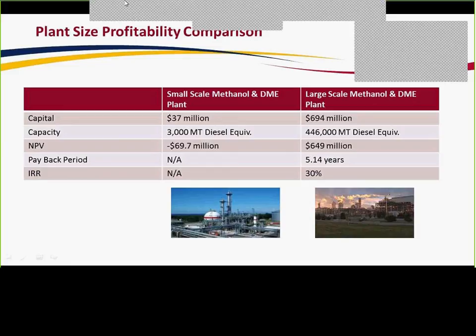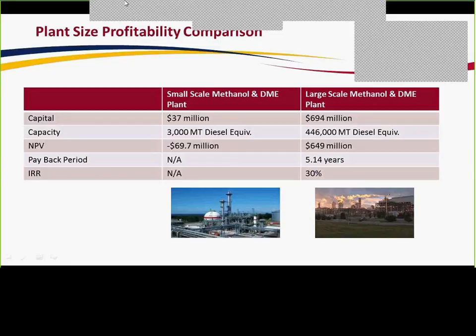we referenced a Methanex plant in Louisiana and scaled it down using a scaling factor method to the same level as the DME plant that we've designed. And it looks like at the small scale, this plant still is not profitable, pushing the NPV even further into the negative. However, on the large scale, it seems to be significantly more profitable.